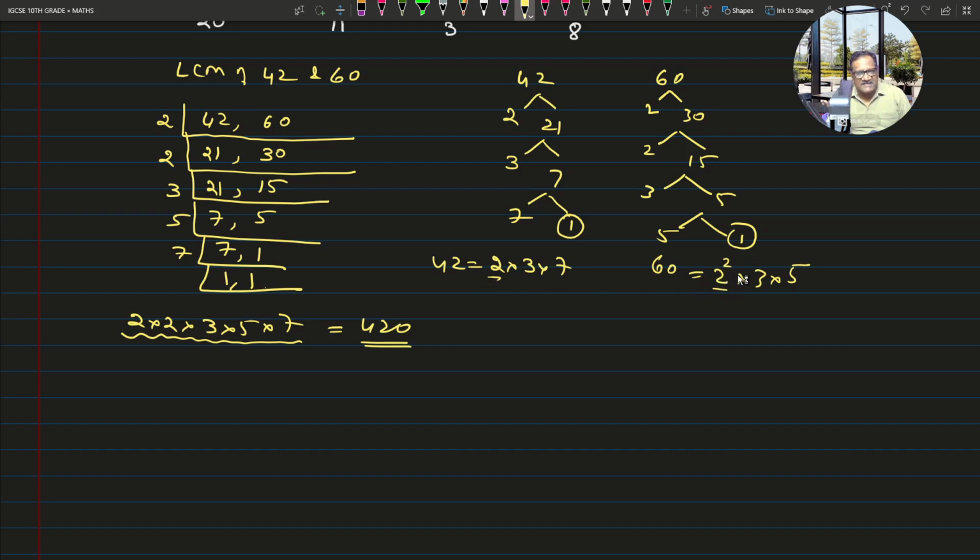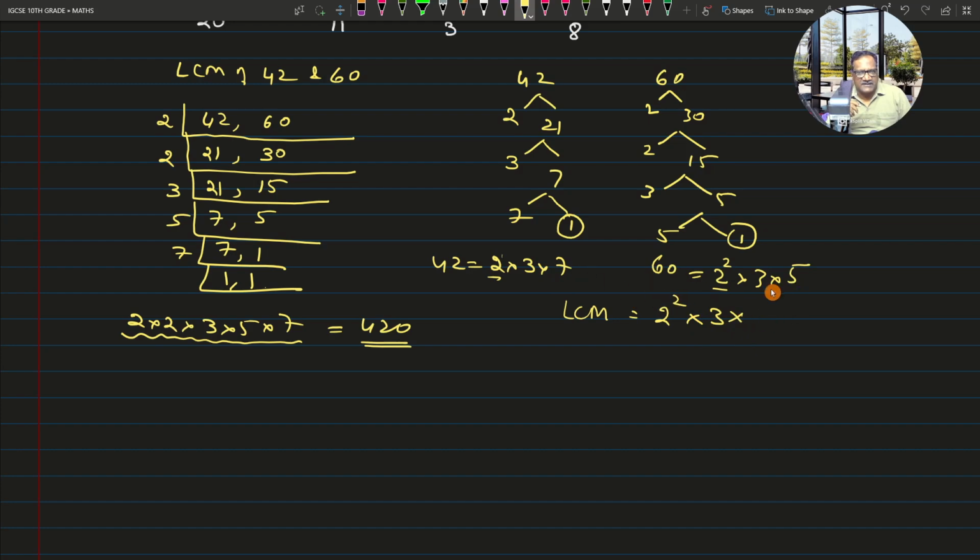So I can see that 60 has higher power for 2. So I'll take LCM as 2 raised to 2. From this 2, I'm going to select 2 raised to 2, not 2 raised to 1. You have to select the one which is having the highest power. Then next is 3. Both are having the same power, so I'll keep it as 3 only.